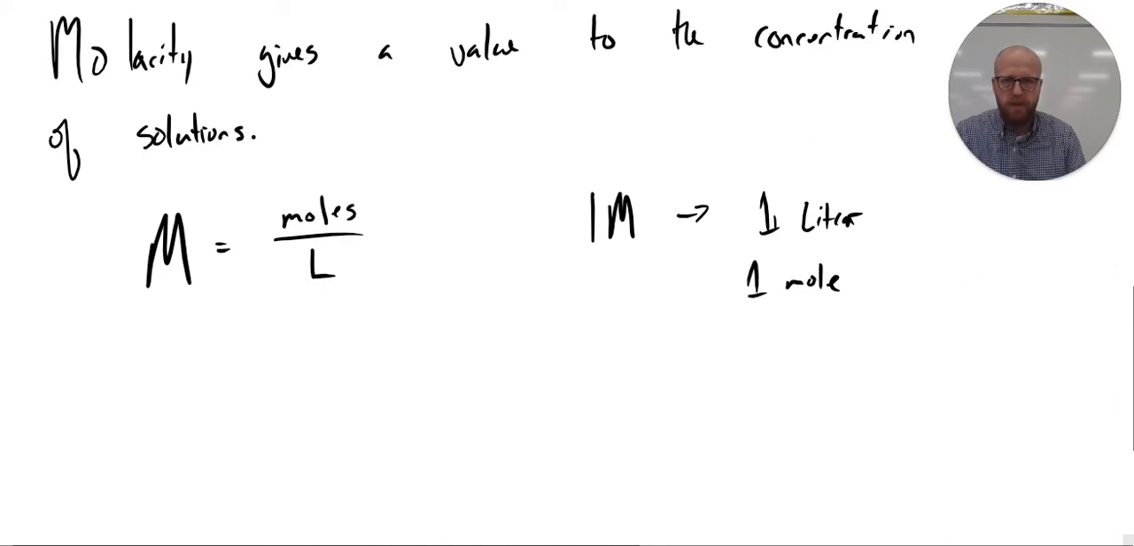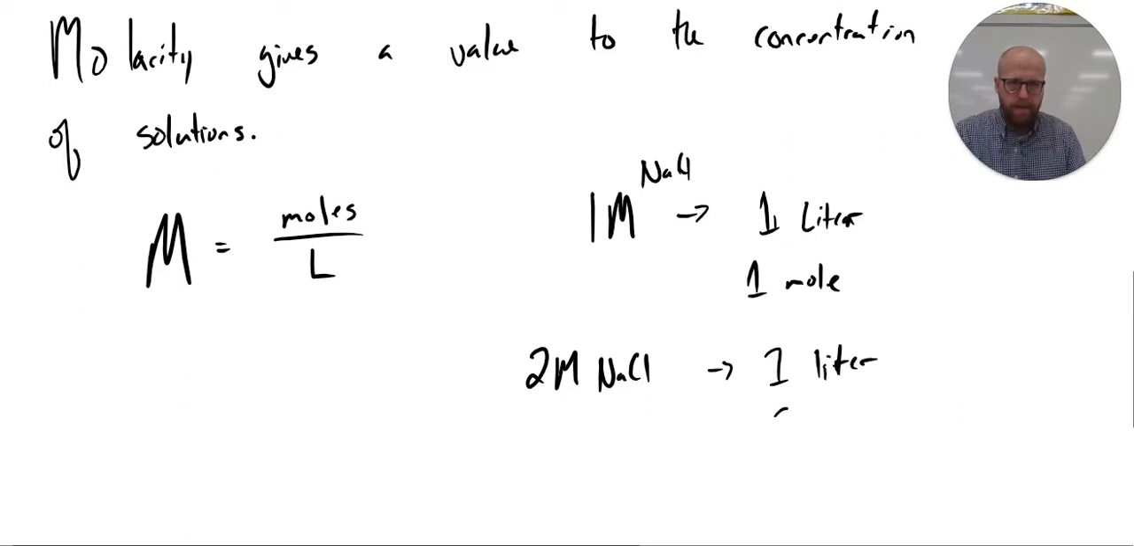So if I say something is a 1 molar solution, what's that tell me? If I have 1 liter of the solution, I have 1 mole of the chemical. So let's go back to sodium chloride solution. If it's 1 molar sodium chloride, if I take 1 liter of that solution, I'd have 1 mole of it. What if it was 2 molar sodium chloride? Well, in 1 liter I have 2 moles of sodium chloride. Or it's twice as concentrated. There's 2 times as many sodium ions and chloride ions in this solution.